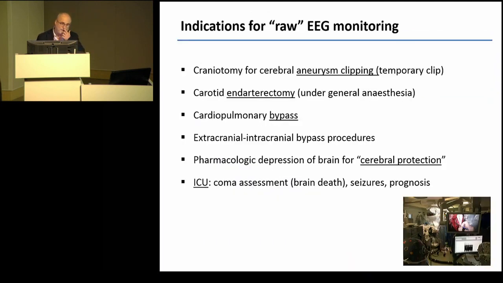And what are the indications? I'm moving to another part of my lecture. What are the indications for the EEG? Well, if you want to analyze the raw EEG, it's probably very useful when you're doing temporary clipping or when you're doing carotid endarterectomies. Also for cerebral protection, in the ICU, we will have a lecture about the use of EEG in the ICU, or for coma assessment or seizures and so on. But for these indications, you probably need a neurologist or neurophysiologist to interpret long and full EEG signals.